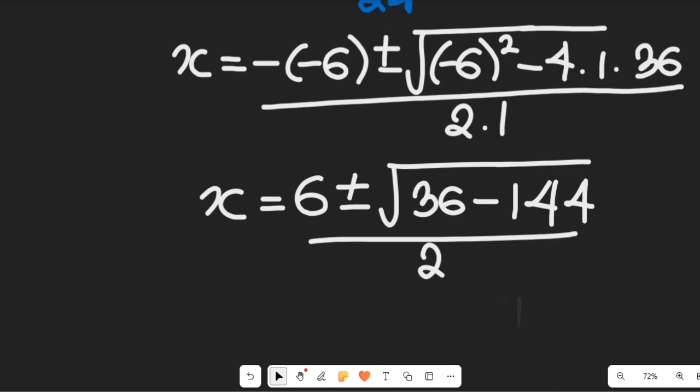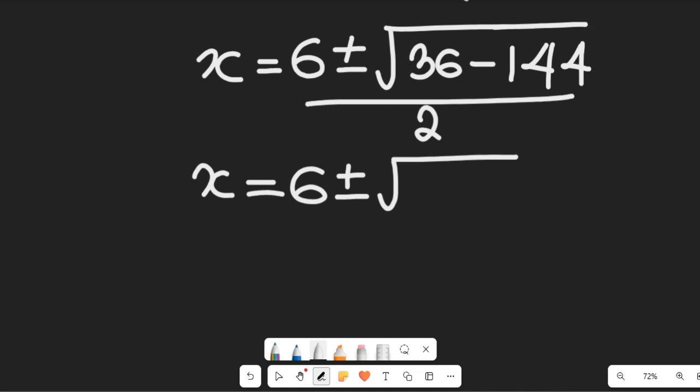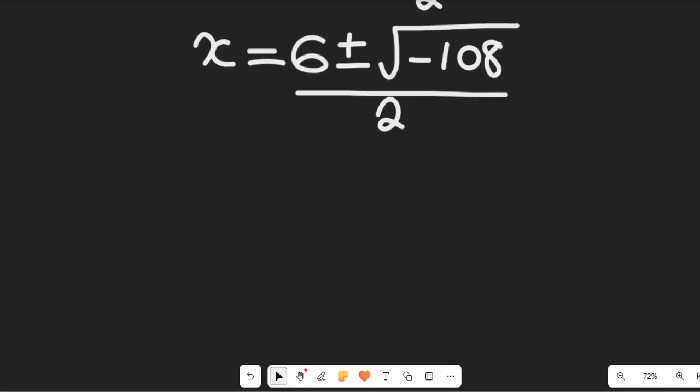So in the next step, we're going to find the value of x, and the value of x will be equal to 6 plus or minus the square root of 36 minus 144, which is equal to negative 108, and this will be divided by 2. Now we'll have to simplify this.